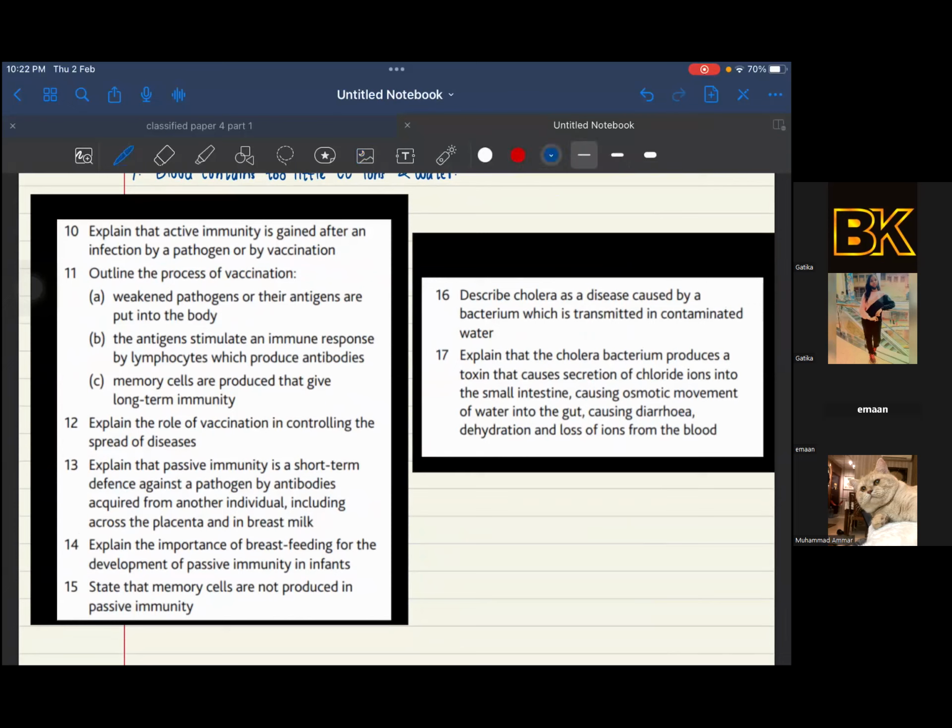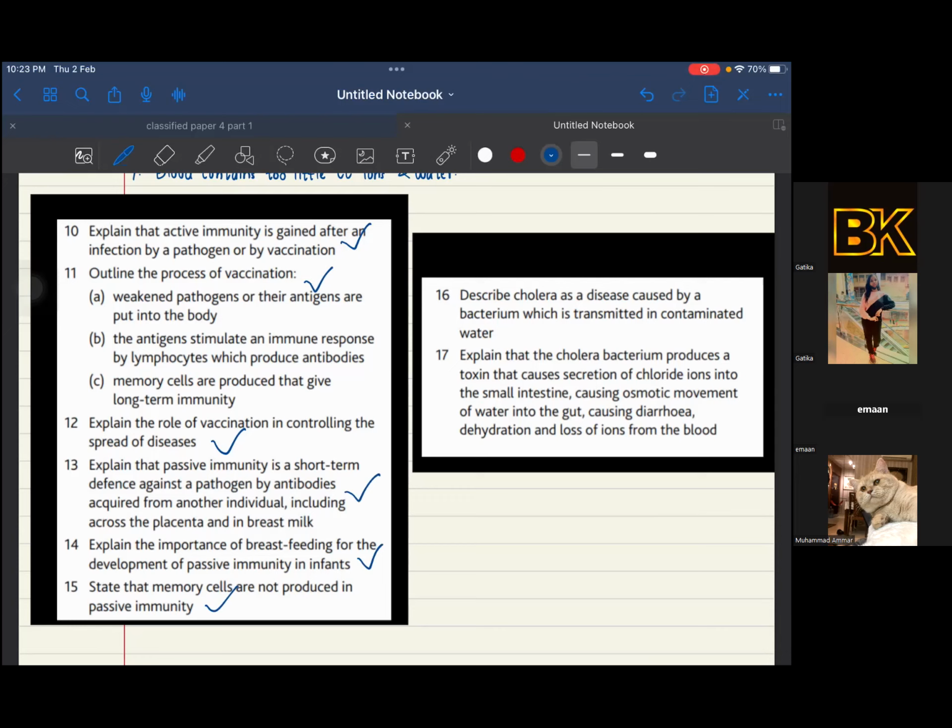Okay. First one is active immunity that is gained after an infection or by vaccination that we did today. The process of vaccination that we did yesterday. Role of vaccination in controlling the spread, which is basically related to herd immunity. Explain that passive immunity is short term defense against a pathogen by the antibodies acquired from another individual. Importance of breastfeeding for the development of passive immunity in infants. Memory cells are not produced in passive immunity. This is very important. This is why it is short term.